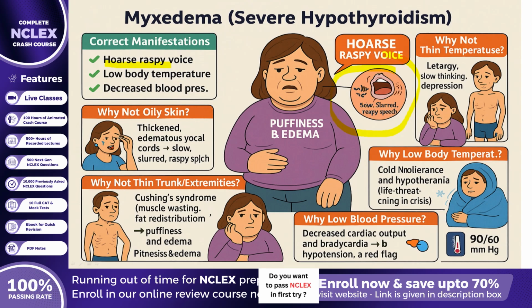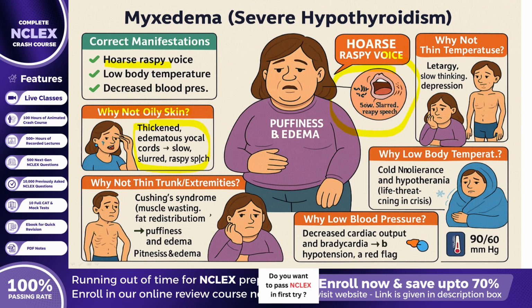Moving on to option 2, oily skin with large pores, this is incorrect, since oily skin is typically seen in hyperthyroidism due to increased metabolic stimulation. In contrast, hypothyroidism leads to dry, coarse skin, brittle nails, and hair loss because of reduced glandular activity.